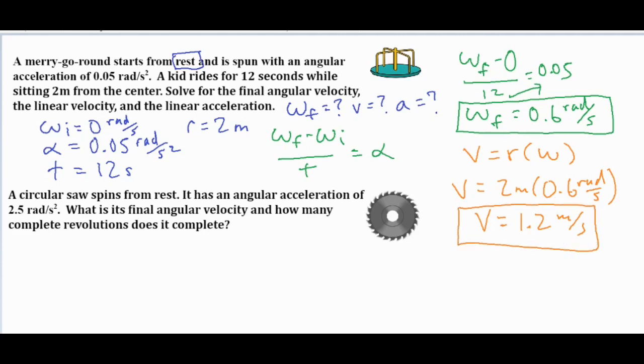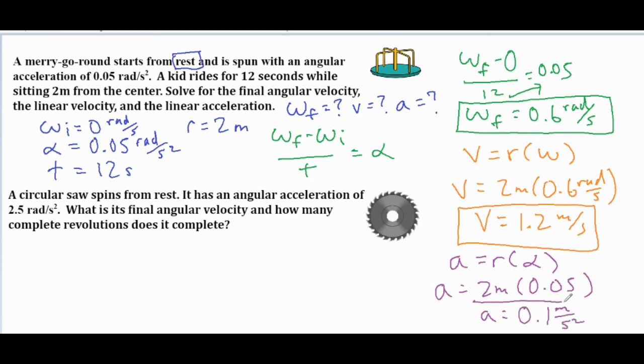And then for our final one, we're going to use one more formula to translate some of our angular values into linear values. We have the linear acceleration equals r times alpha. So we're going to take our radius of 2 meters again, grab that alpha from earlier, the 0.05, and then we have a final linear acceleration of 0.1 meters per second squared.